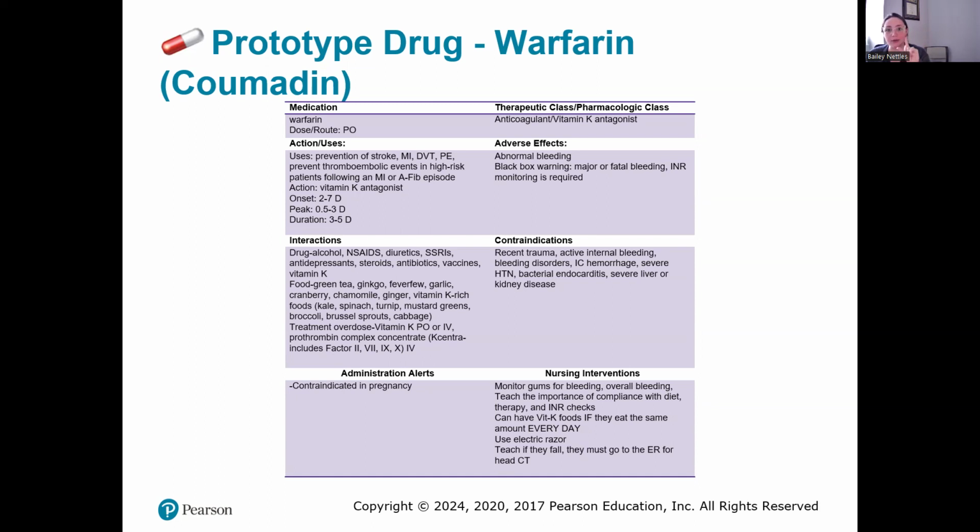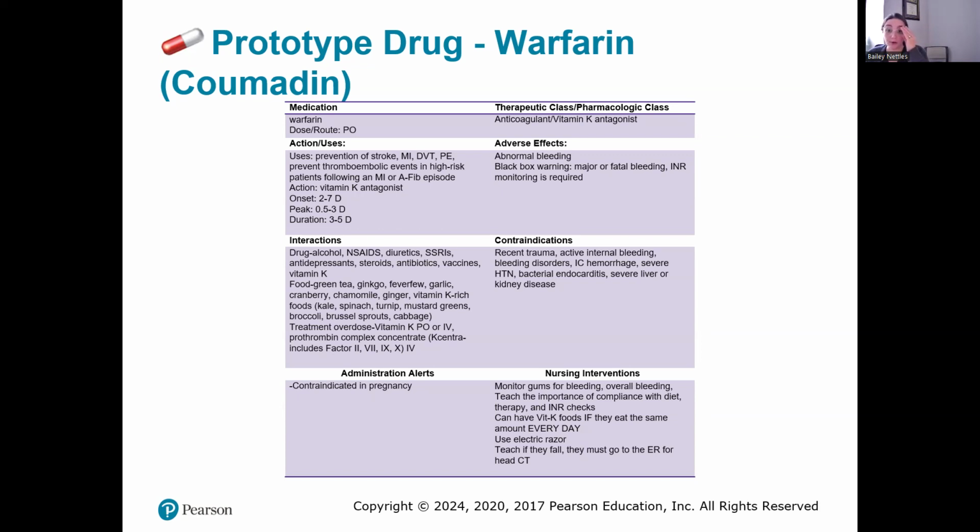But treatment overdose. Okay. If I have a vitamin K antagonist and it's working too good, what's the treatment? What's the antidote? Vitamin K. Just give them vitamin K. They can give it IV. So PO or IV, there's something called K-Centra, which includes factor 2, 7, 9, and 10, which is a complex concentrate of prothrombin. Okay. Vitamin K is the antidote.